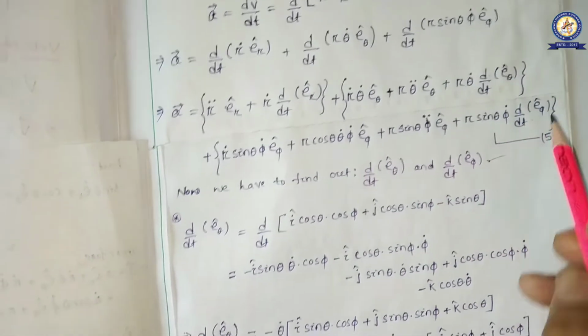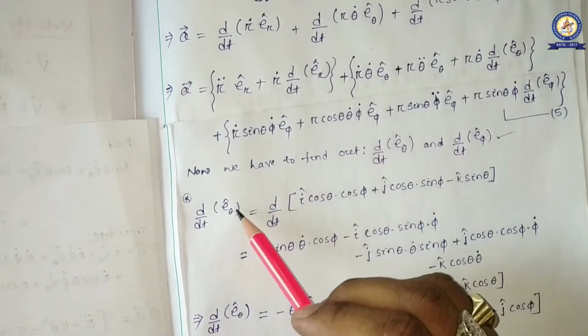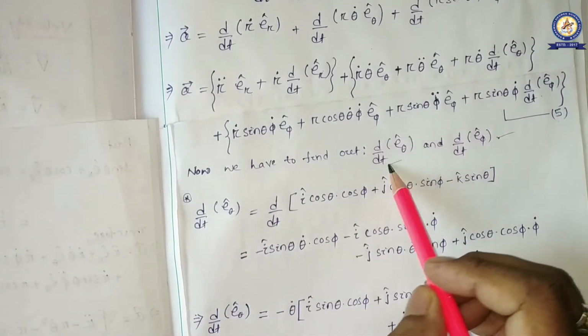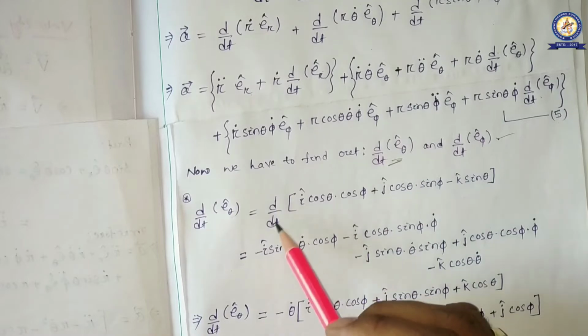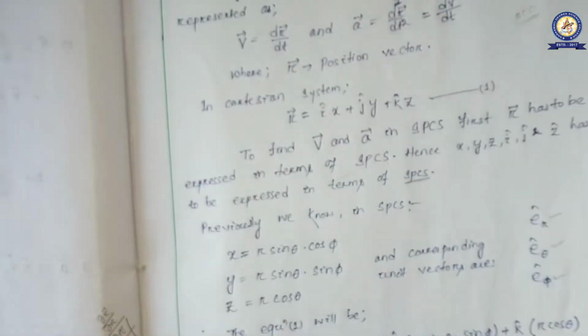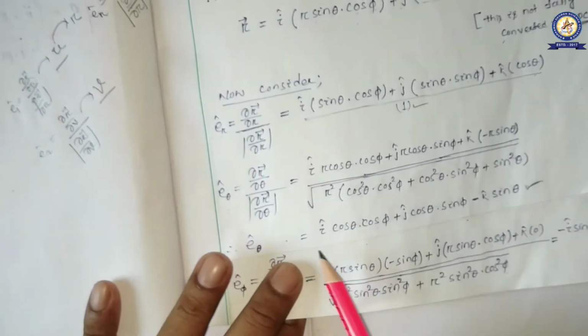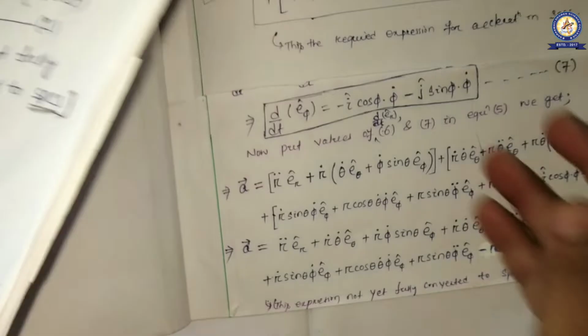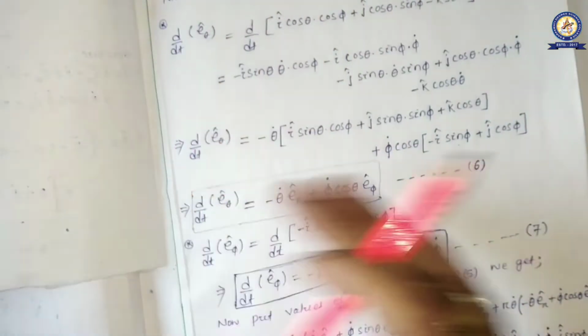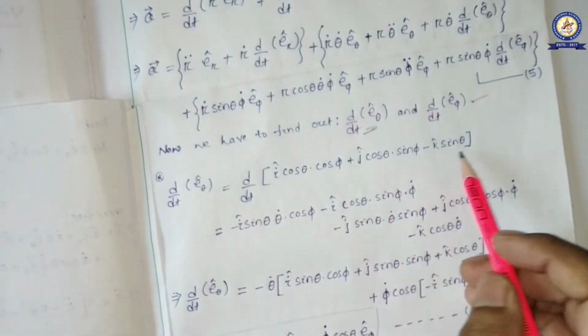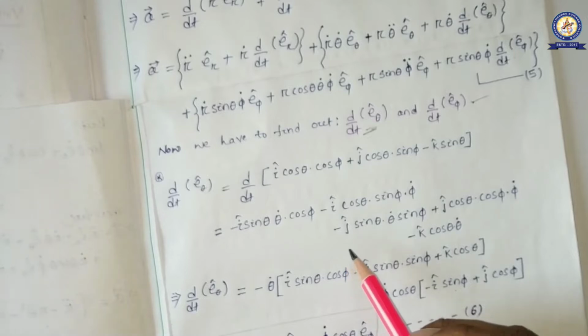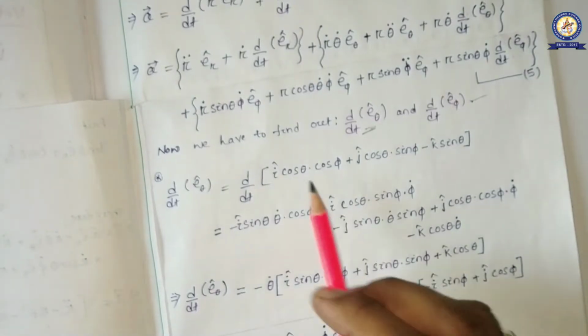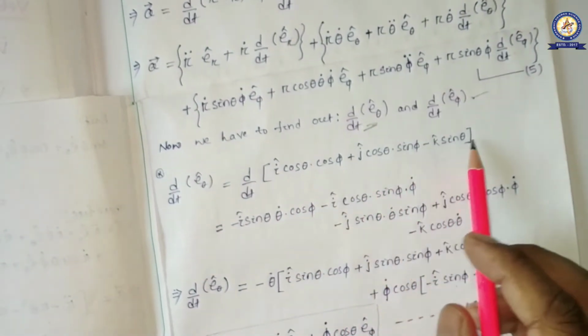Okay. So first we have to consider d by dt of e_theta cap. E_theta cap, how much did we find? This one: i cap cos theta cos phi, j cap cos theta sin phi, minus k cap sin theta, has been written over here. This much. Now we have to consider d by dt of this term and this term.